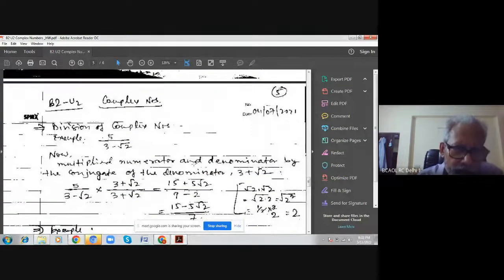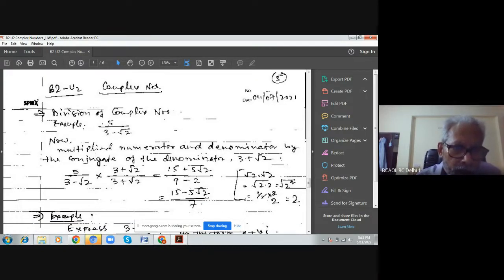Now, division. Another part is division. At the time of division, you see the complex number 5 divided by 3 minus root 2. That is one complex number. Then how to divide it? The rule is that conjugate is required. I've shown you how to take the conjugate. You have to multiply in the top and bottom by the same thing, only the sign is changed.